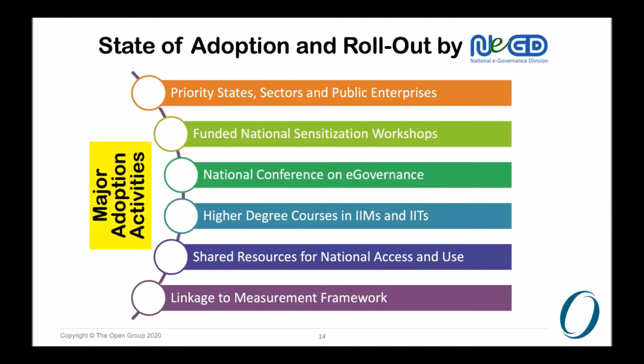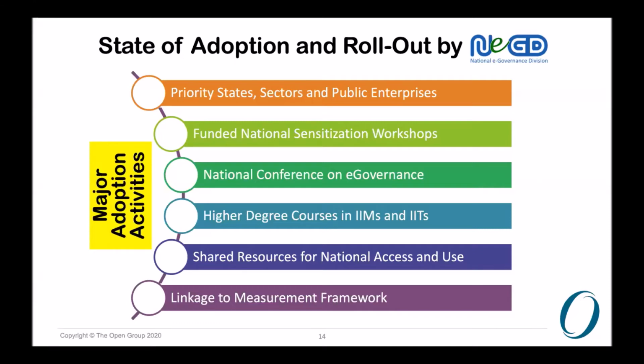All right. So currently, the India enterprise architecture is being rolled out, and the nodal agency which has been tasked to roll out this countrywide is called the National E-Governance Division, which is within the Ministry of Electronics and Information Technology. So some of the major adoption activities that have been undertaken is to identify priority states, sectors, and public enterprises. Health is a priority sector, education is a priority sector, agriculture is a priority sector, which are the usual suspects. There are certain states and union territories.